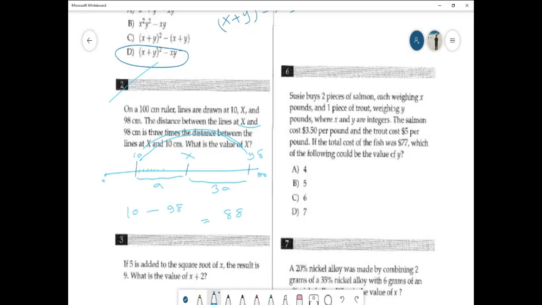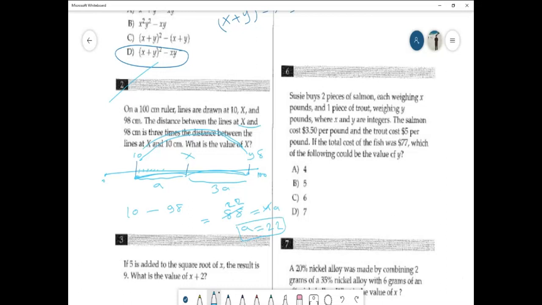So 88 is how many A? If I start from here to here, it will be 4A, right? 1A here and 3A here. So totally it will be 4A. Then 4A is equal to 88. To find A, if I cancel this, it will be 22. So I know the A.